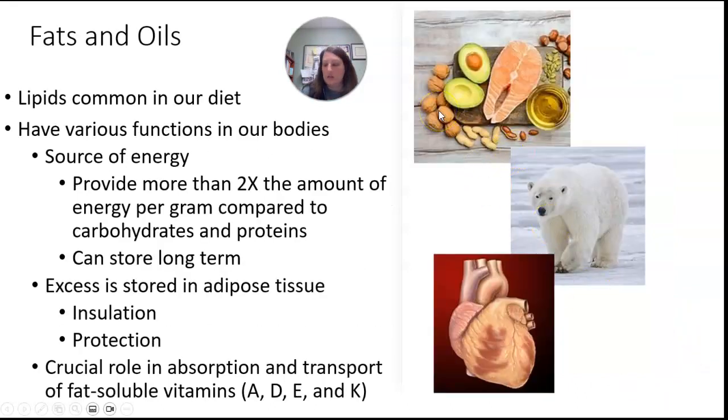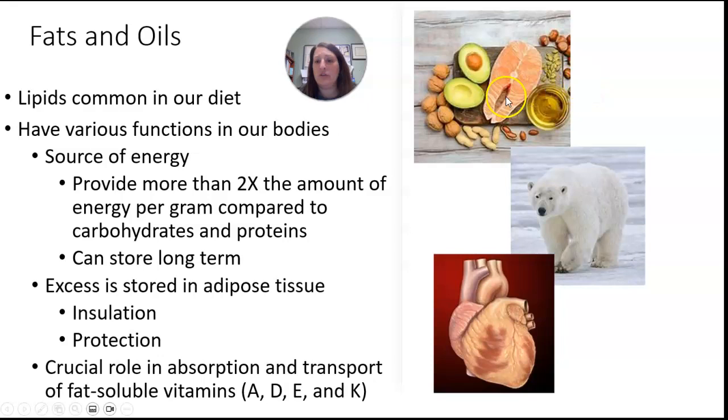Okay, so fats and oils will be our first group of lipids that we will talk about. Lipids, they're common in our diet and they're important. So sometimes people will hear fats and oils and they think that that's maybe unhealthy. It really depends on what type of fat and what type of oil, right, you are consuming.